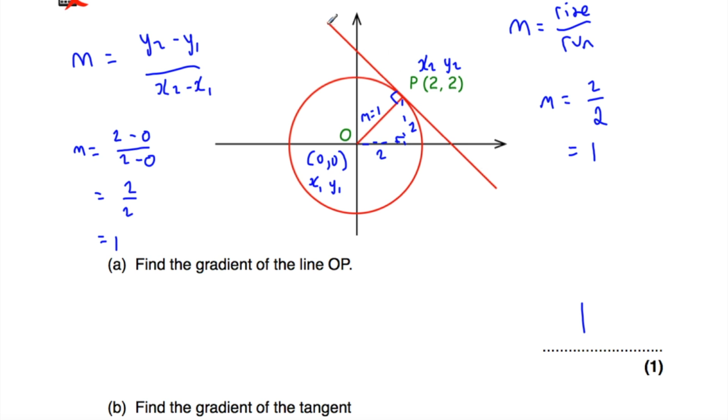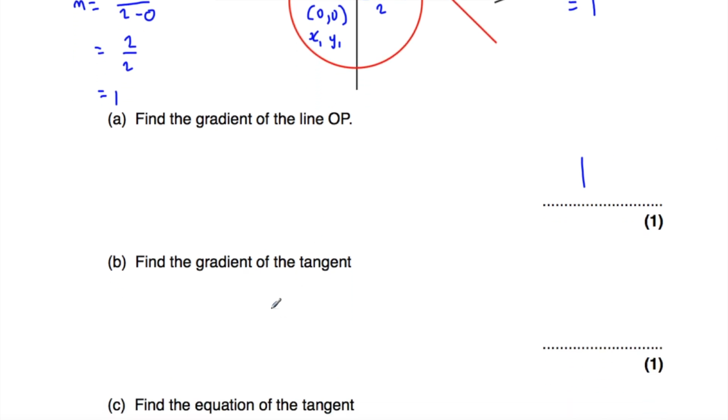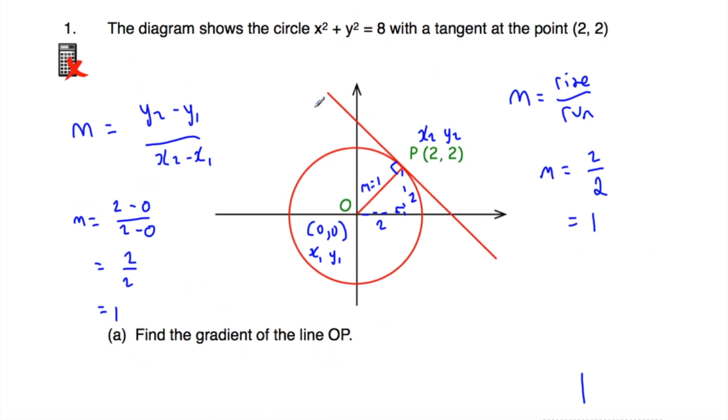To find the gradient of this tangent, we're going to do the negative reciprocal of 1. The reciprocal of 1 is 1. Now we need to make it the negative reciprocal, which means to change the sign. So it was positive, we're now going to make it negative. So the gradient of the tangent will be -1, so the gradient of this line here will be m equals -1.